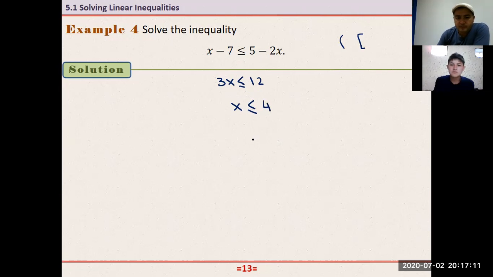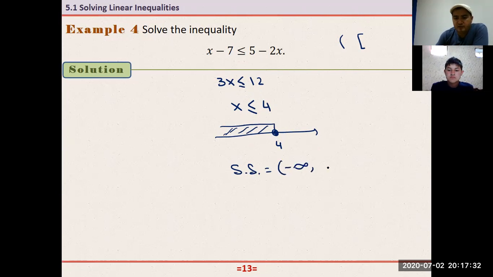That is 4. So on the number line, when you're drawing this, we need to draw a small circle and you have to shade it. And here we have 4, all the numbers to the left. So these numbers are less than or equal to 4. Or solution set form, what is it? From negative infinity to 4.